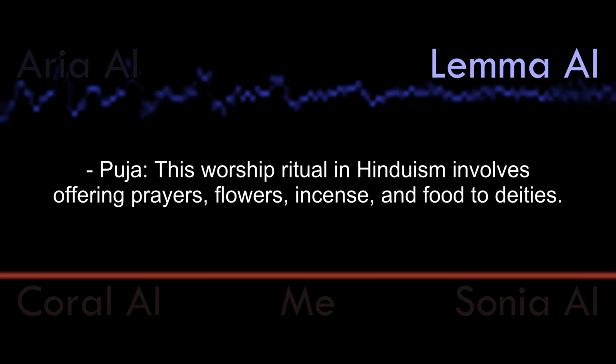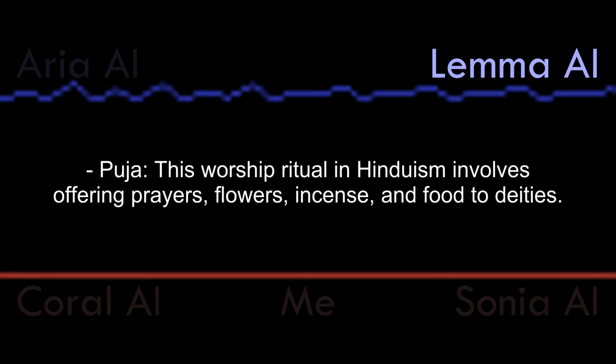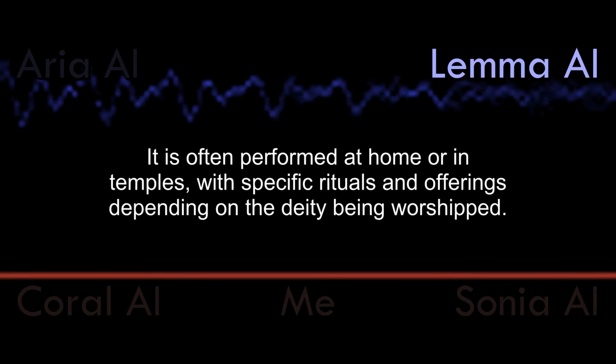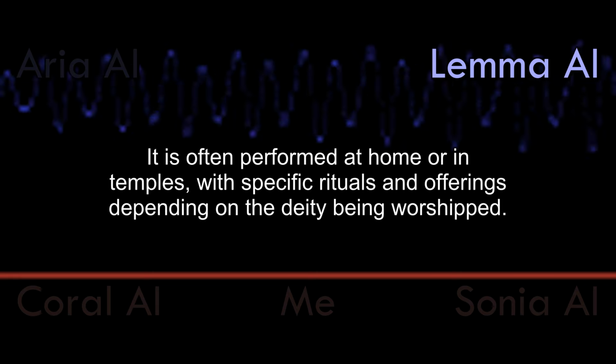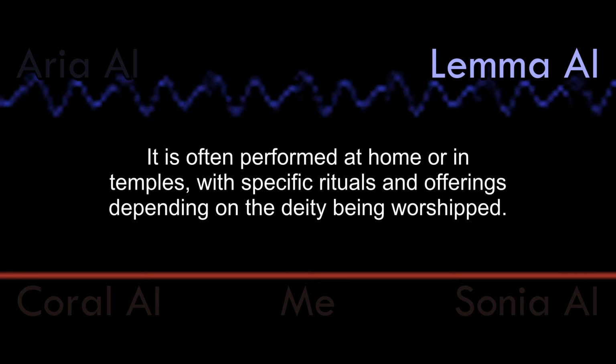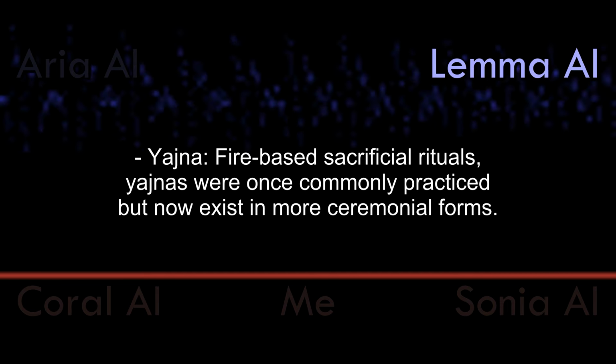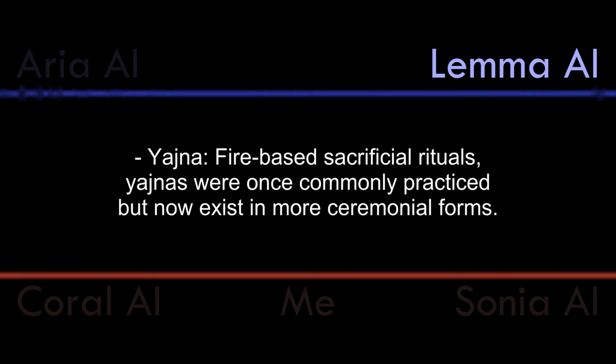Puja. This worship ritual in Hinduism involves offering prayers, flowers, incense, and food to deities. It is often performed at home or in temples, with specific rituals and offerings depending on the deity being worshipped. Yajna, fire-based sacrificial rituals. Yajnas were once commonly practiced, but now exist in more ceremonial forms.